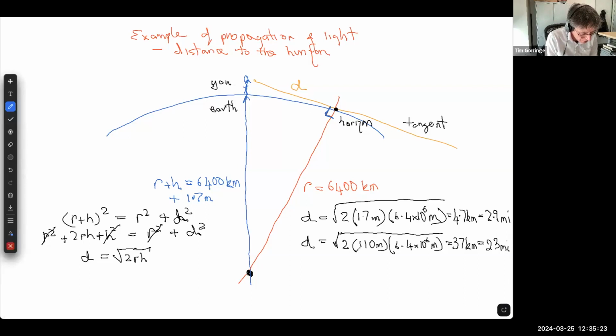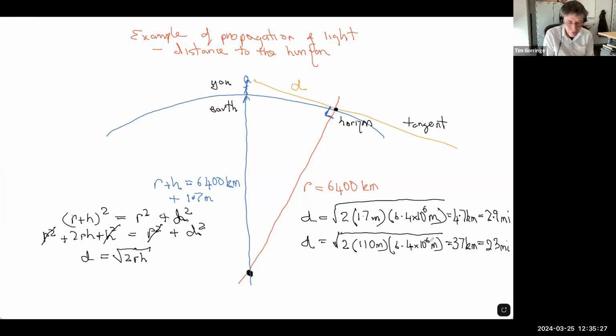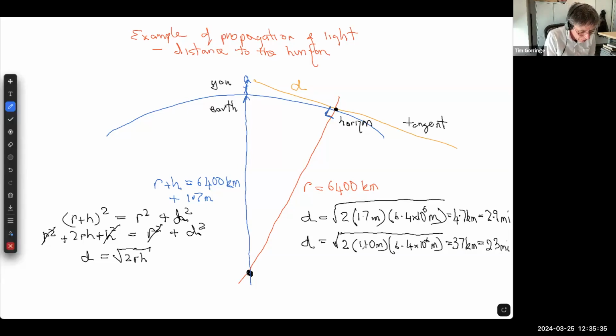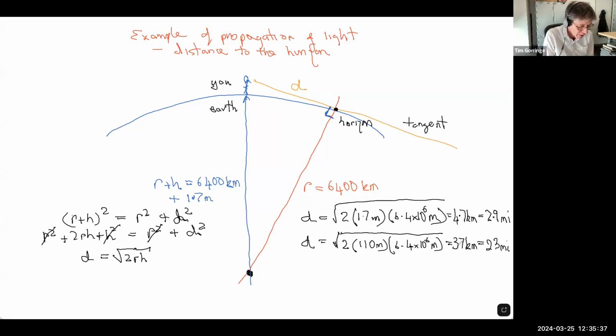So I've plugged into my equation, again, the radius of the Earth. We're still on Earth, not Moon or Jupiter. But I plugged in 110 meters. That's the approximate height of the White Cliffs of Dover. And if you plug in that number, you discover that the horizon is now further away. It's 37 kilometers away. And 37 kilometers is about 23 miles. So it is actually possible, whether it's going to be good, whether it's going to be clear, to see France from England.